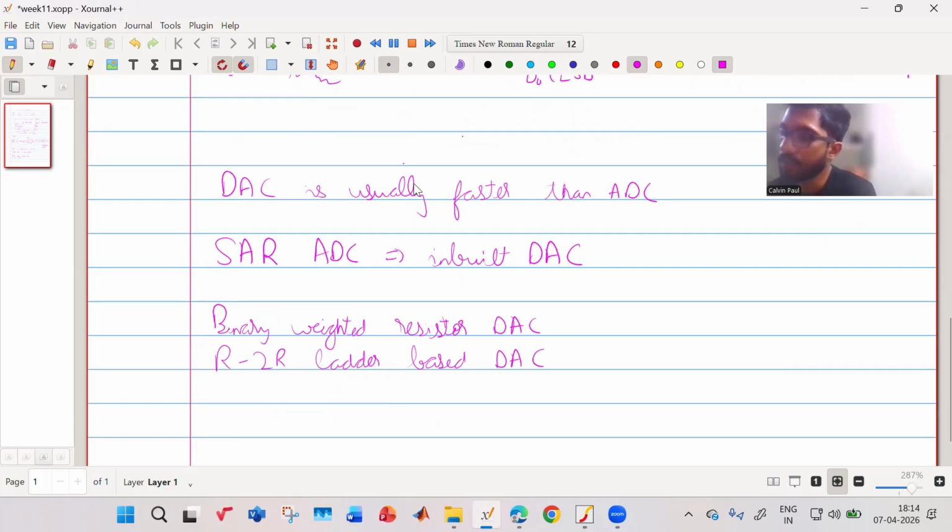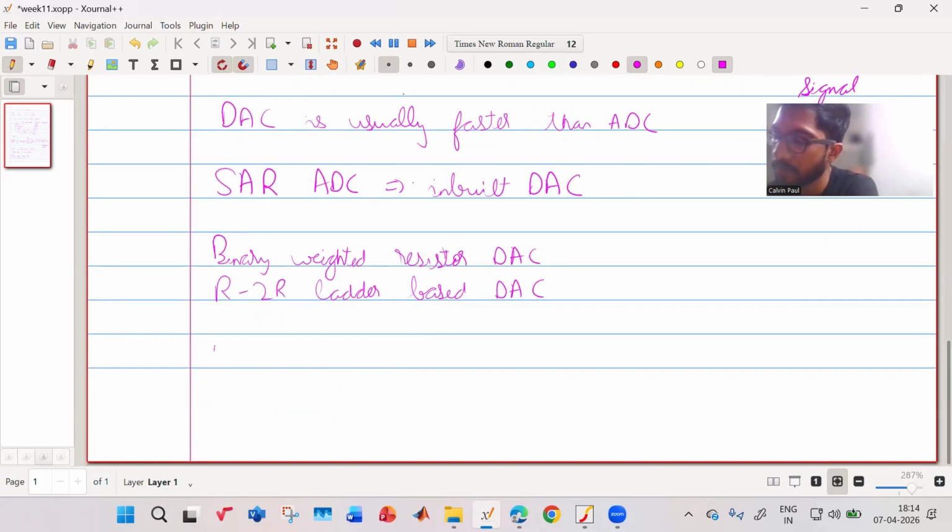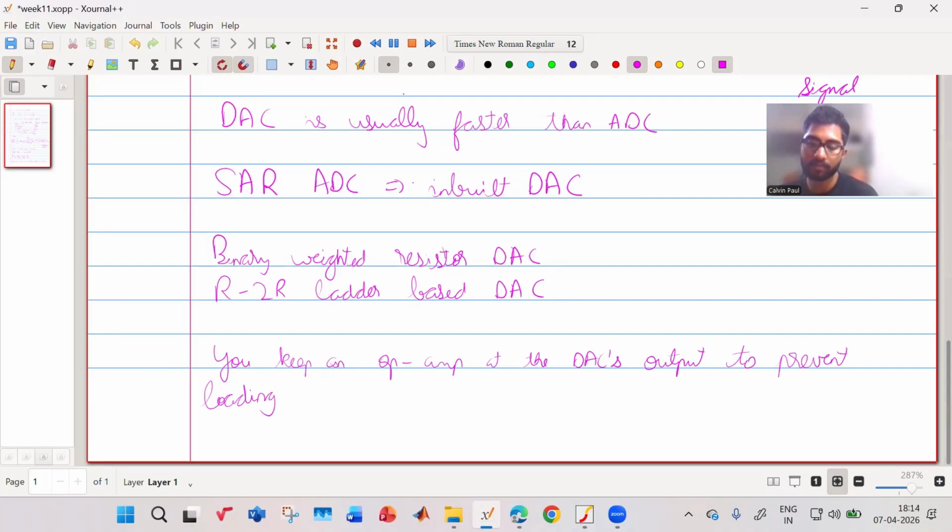And usually you keep an op amp at the DAC's output to prevent loading. Okay, we don't want loading to occur, so we use an op amp at the DAC's output. That can be an inverting or non-inverting amplifier.